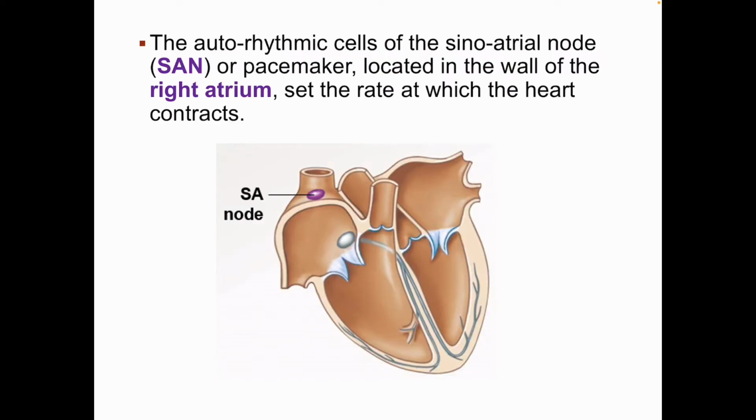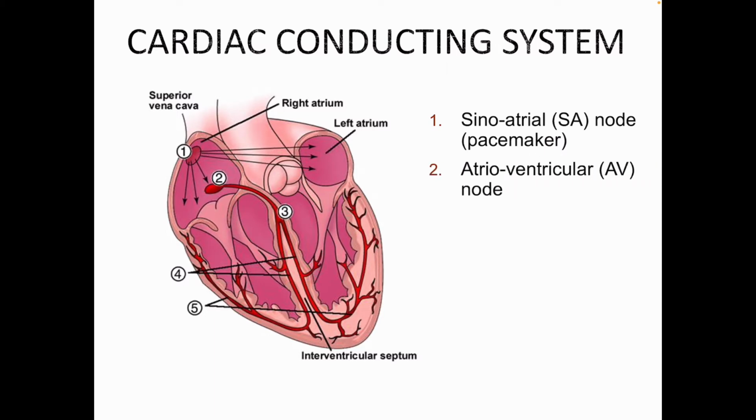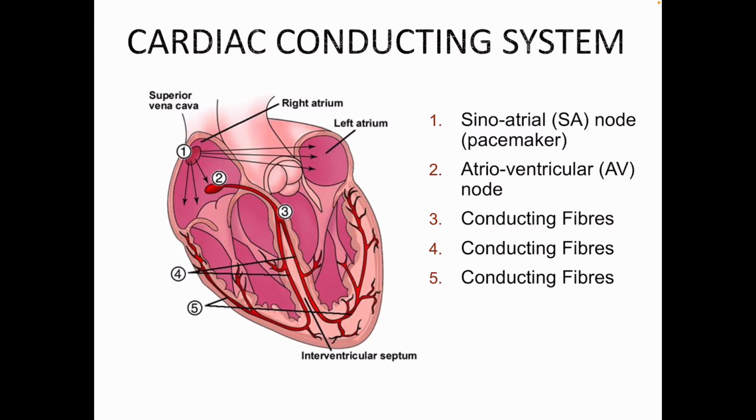The autorhythmic cells in the sinoatrial node, SA node or pacemaker, are found within the wall of the right atrium. And it's this patch of cells that sets the rate at which the heart contracts. You can see on this diagram the various other conducting tissues of the heart. So we have number 1, the SA node or pacemaker in the right atrium. Number 2 is called the atrioventricular node. And then numbers 3, 4 and 5 we will just refer to as the conducting fibres of the heart.